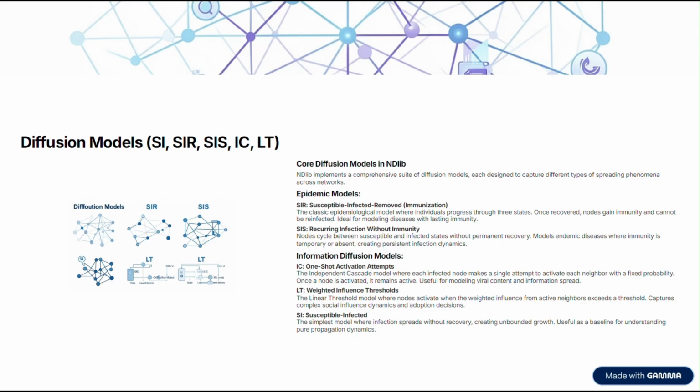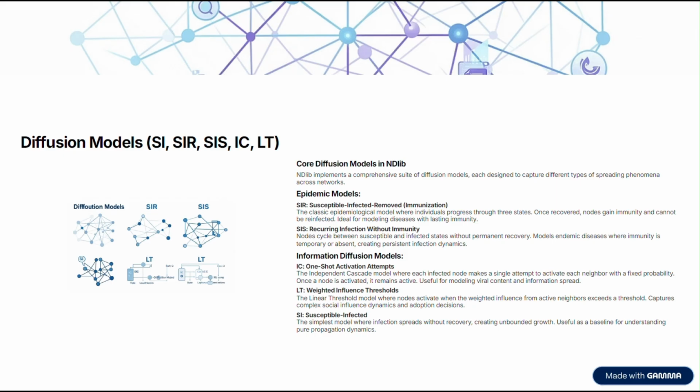Think of chickenpox. Second, SIS, the never ending model. People go from healthy to sick, but once they recover, they immediately become healthy and can get sick all over again. There is no immunity. Think of the common cold. Now, moving to information diffusion models.